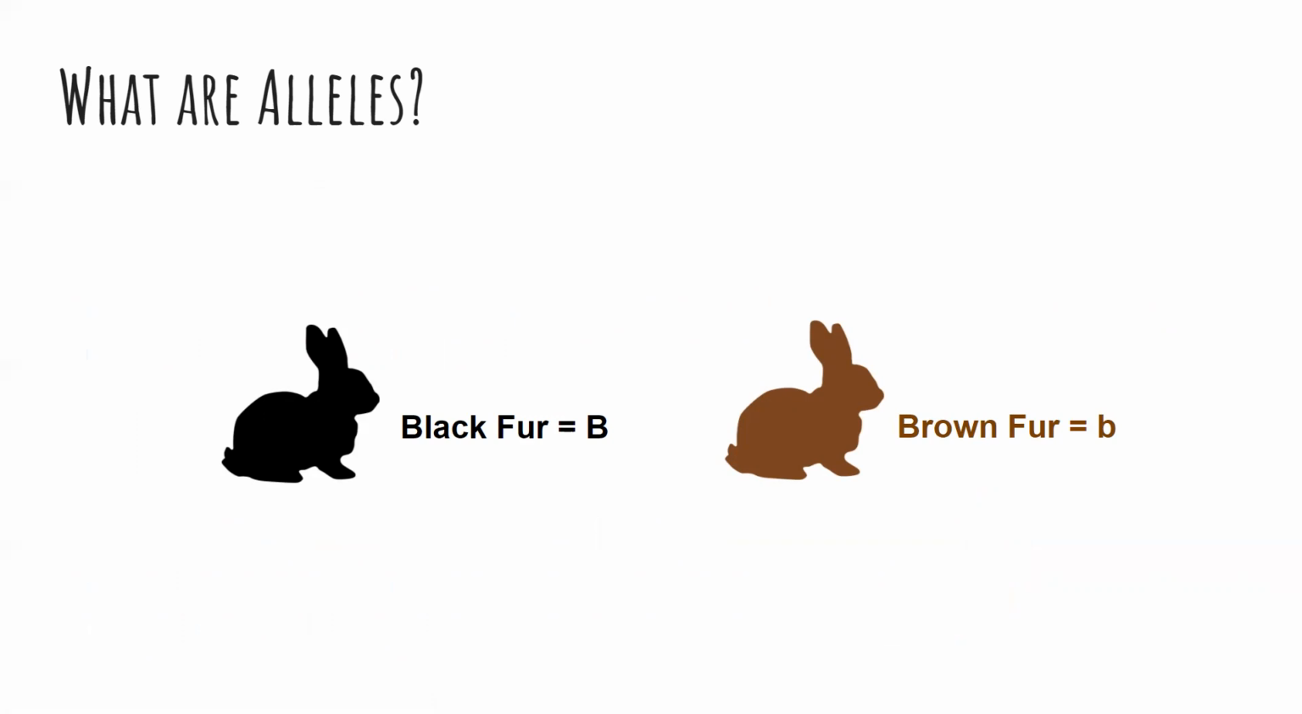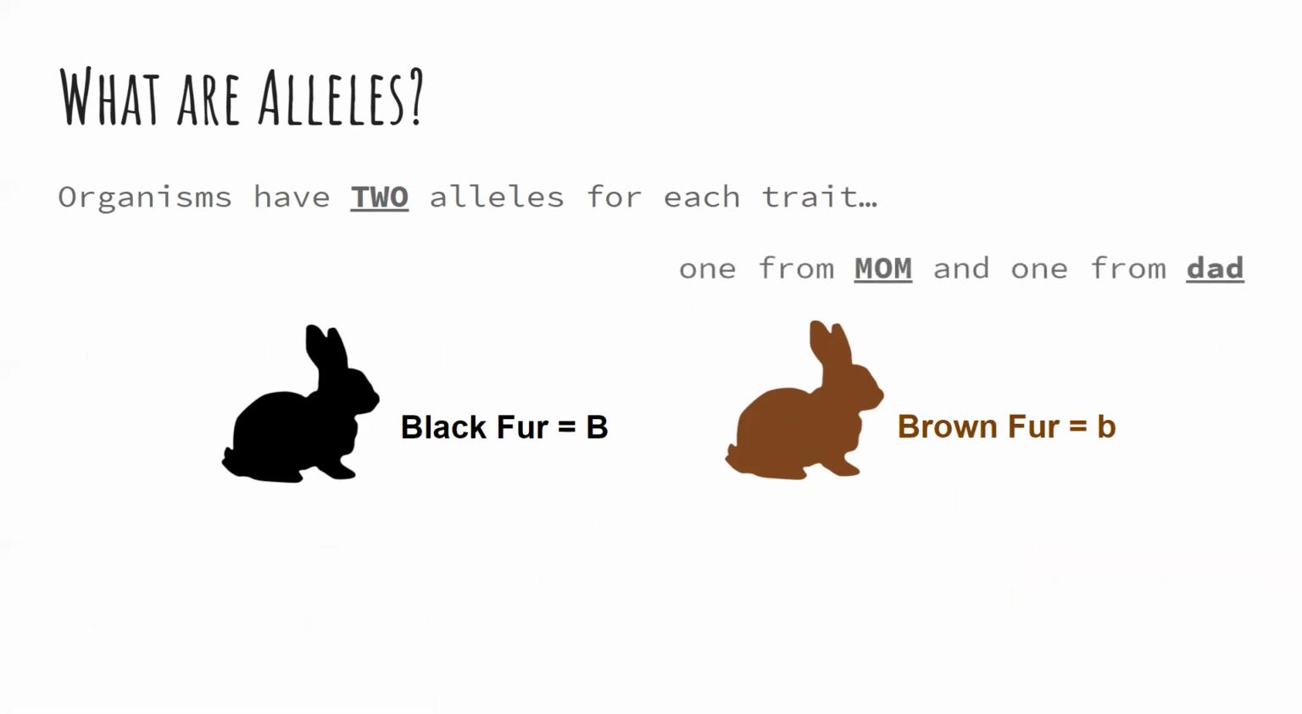So, now that we understand that alleles are different versions of a gene, let's understand that there are two alleles for each trait. Each offspring has two alleles for the trait. This is because they get one from their mom and one from their dad.